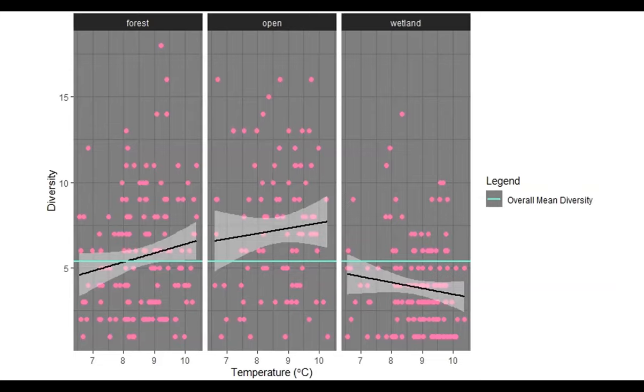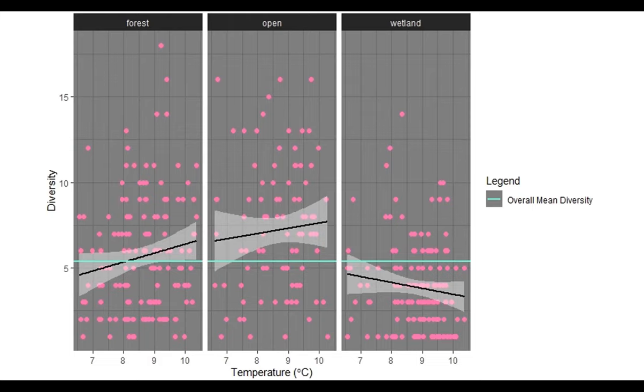Then we can look at how environmental variables or climatic variables affect ant diversity. So here we binned our plots into three different macro cover types, super generalized, probably too generalized, but there are distinct differences between a forested habitat and an open habitat, the canopy, and then wetlands. Obviously there's this water attribute there. And we have temperature here. So the general pattern for forests and open habitats is that as you go to warmer sites, you end up getting higher ant diversity.